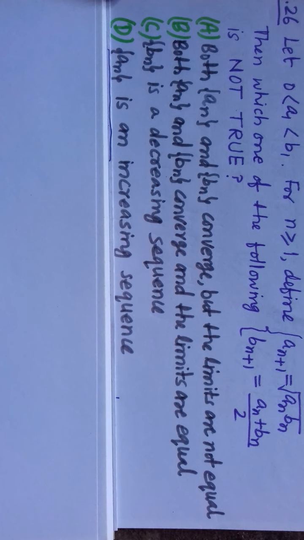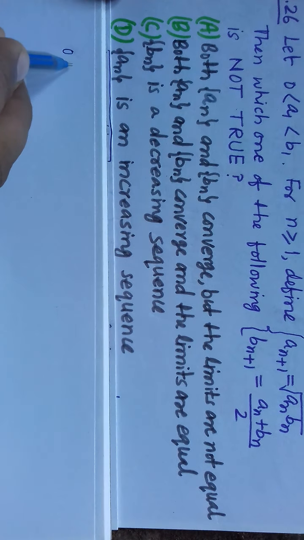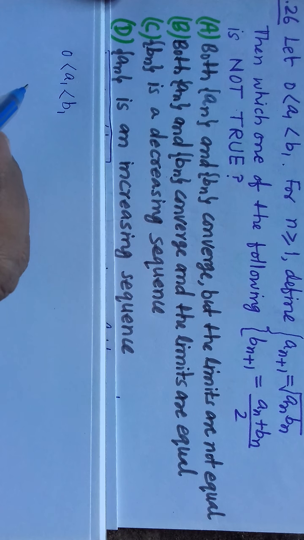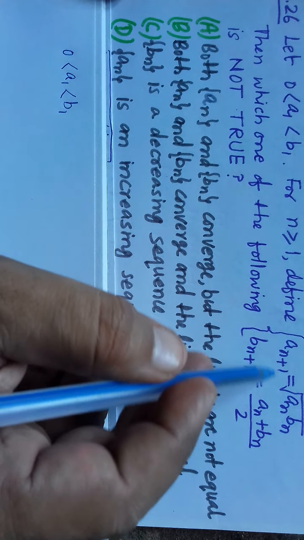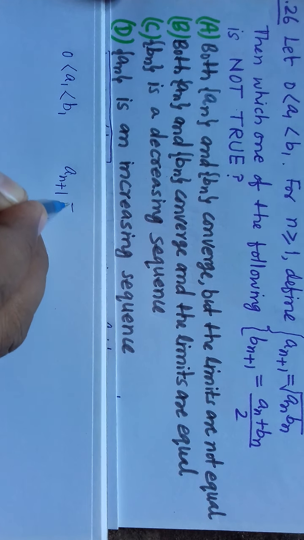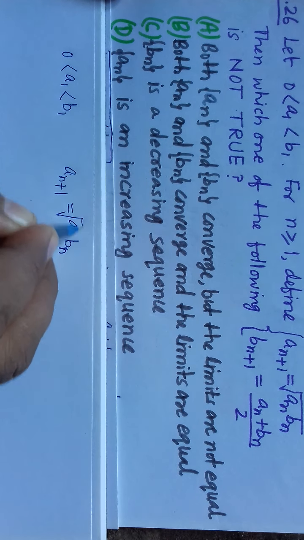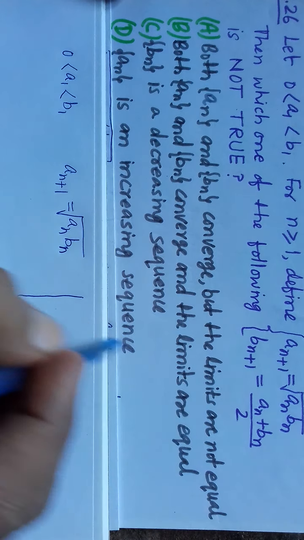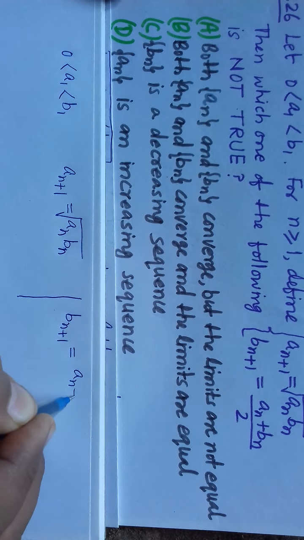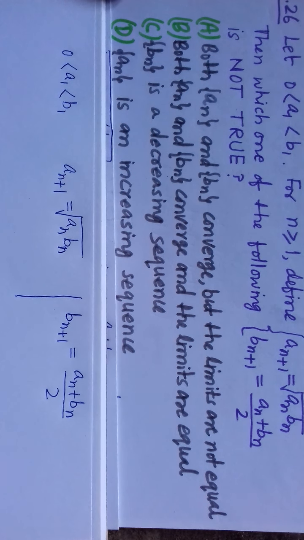Here is the question. There is a relation, a1 less than b1. Now we take this relation, the first one: a(n+1) equals root of an bn. We take the second here: b(n+1) equals (an plus bn) by 2. Let us go ahead.